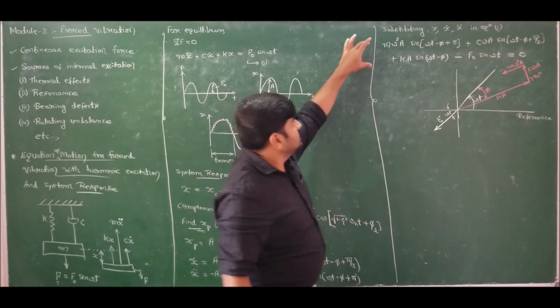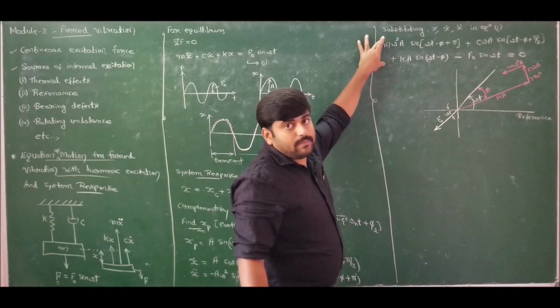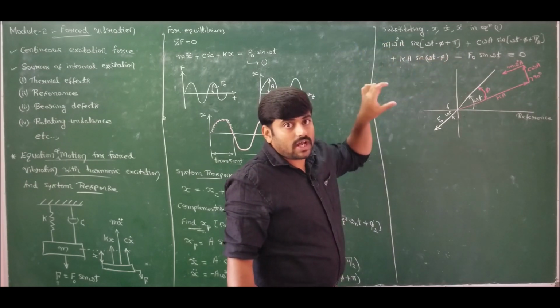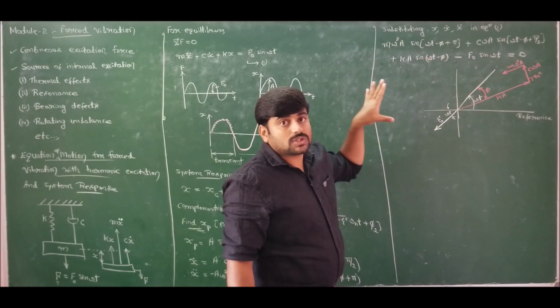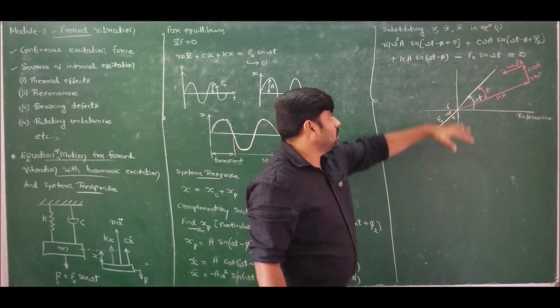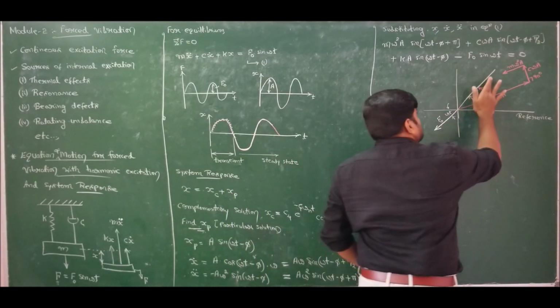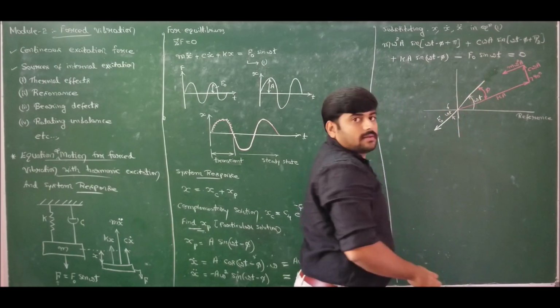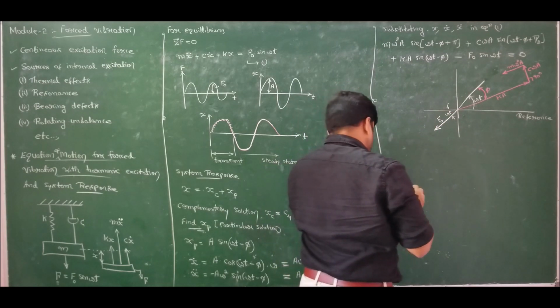Now what does this equation graphically mean? Summation of force equal to 0 graphically means that it should form a closed force polygon. If you close this polygon, you will get the solution, correct? So this polygon should be a closed one. Now how to get the closed force polygon?